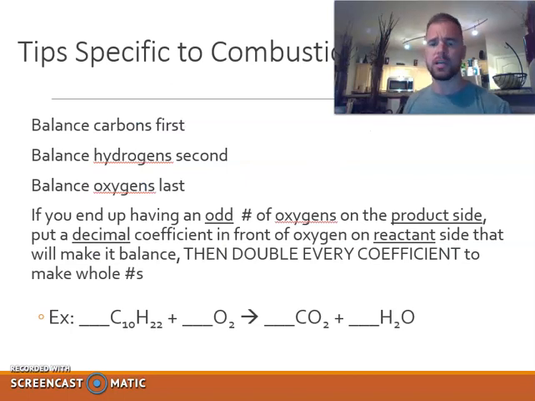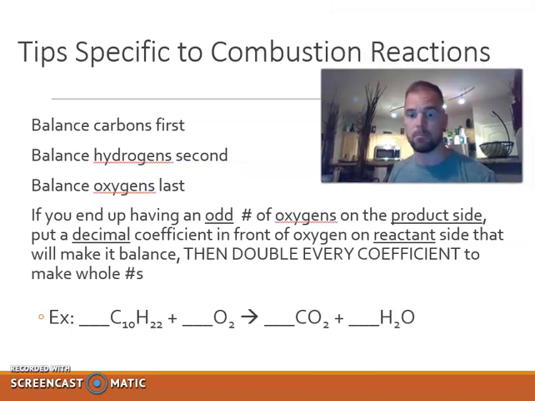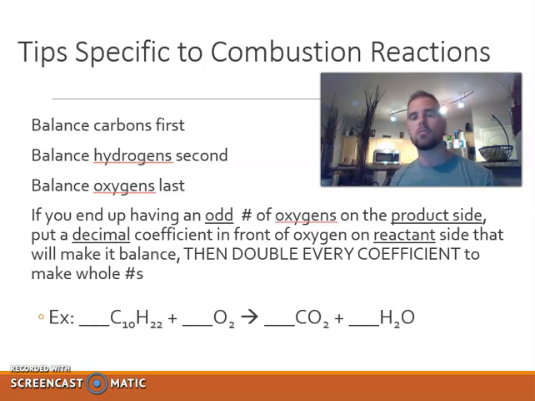Now sometimes you're going to get reactions that are a little bit more difficult. So combustion reactions, which we haven't actually learned about yet. Real quickly, a combustion reaction is one in which there are only 3 elements: carbon, hydrogen, and oxygen. And it's not uncommon for these reactions to have very high coefficients, like 12, 16, 25 even. That can be a headache if you don't know there's a trick to how to balance them.